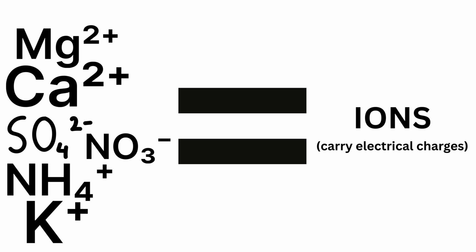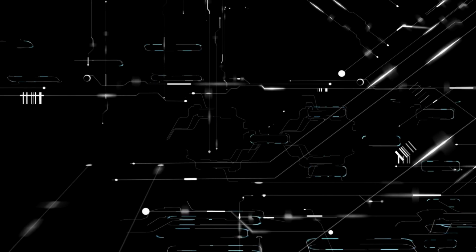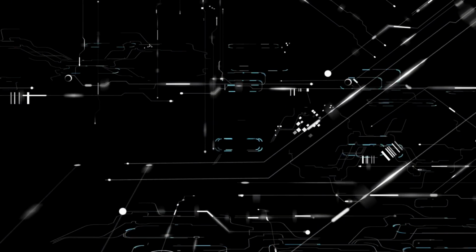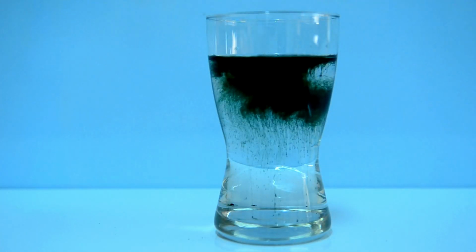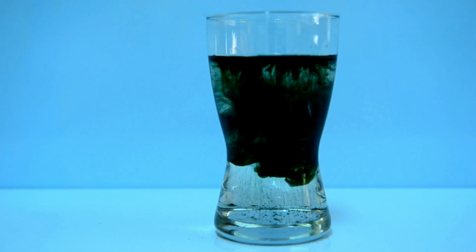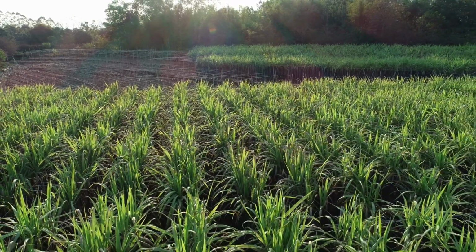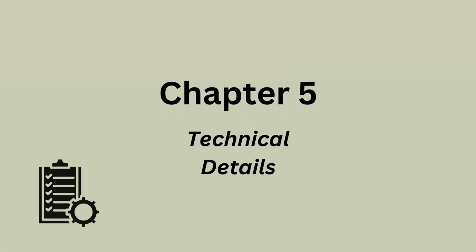Because all those nutrient ions, like nitrate, NO3-, and potassium, K+, carry electrical charges. And the more charged particles in your solution, the better the electrical conductivity. So in simple terms, higher EC means more dissolved nutrients, and low EC might mean your plants don't have enough nutrients available for uptake.